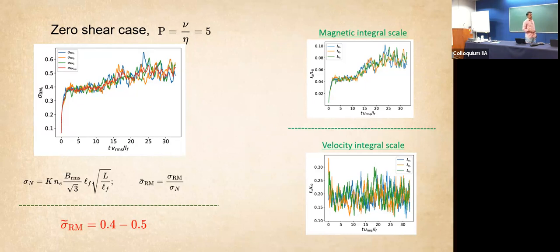You would expect also the value like this. No, this is the magnetic field. This is the velocity field integral scale. So even the vorticity integral scales would be similar, like this. The vorticity of the fluid.